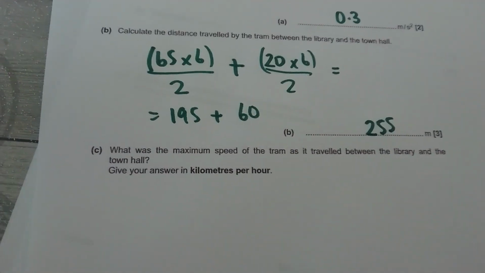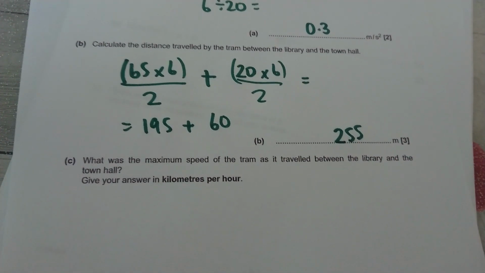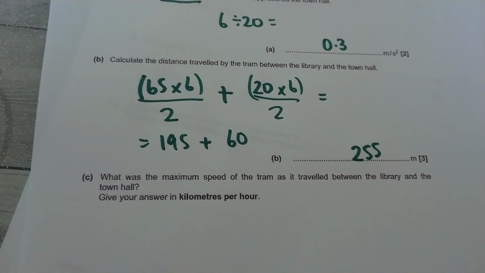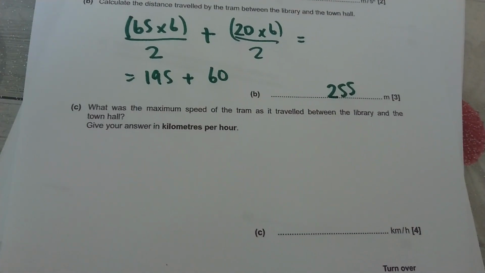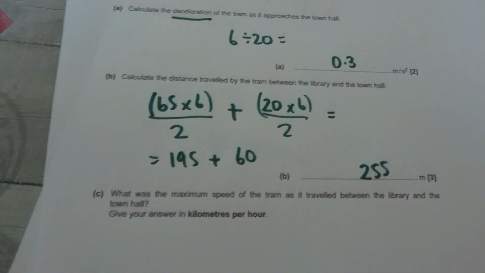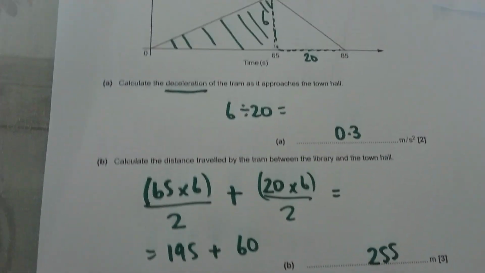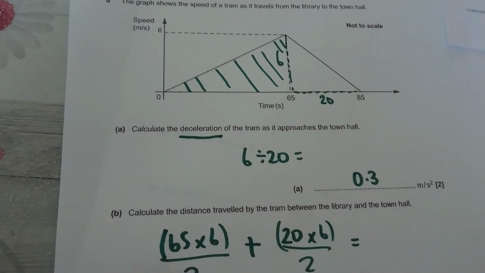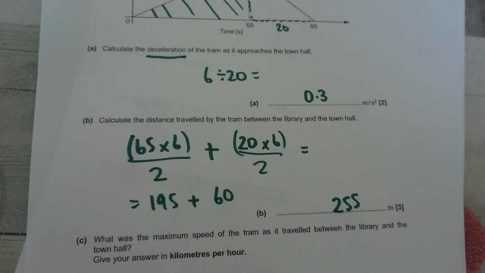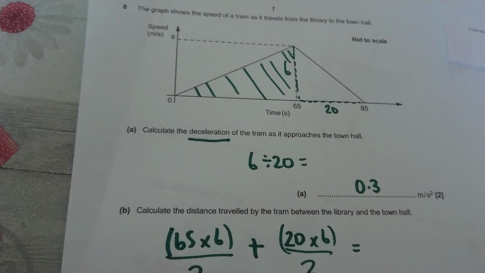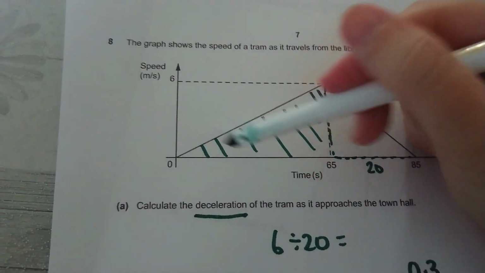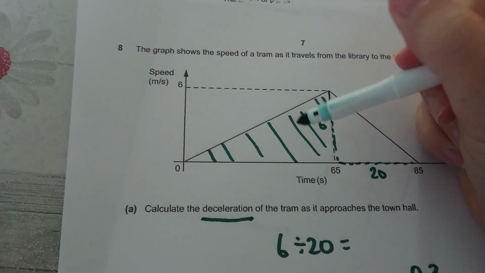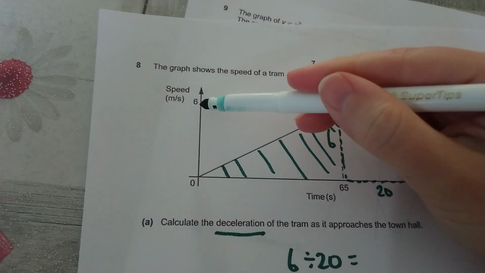Right, part C. What was the maximum speed of the tram as it travelled between the library and the town hall? Give your answer in kilometres per hour. So when you look at this, it's 4 marks. So although it is working out a speed, which should be nice and easy because you can just read it off, you've got to wonder why it is 4 marks rather than just 1 mark. So the maximum speed is obviously where the speed is the highest, which is this point here, which is 6.